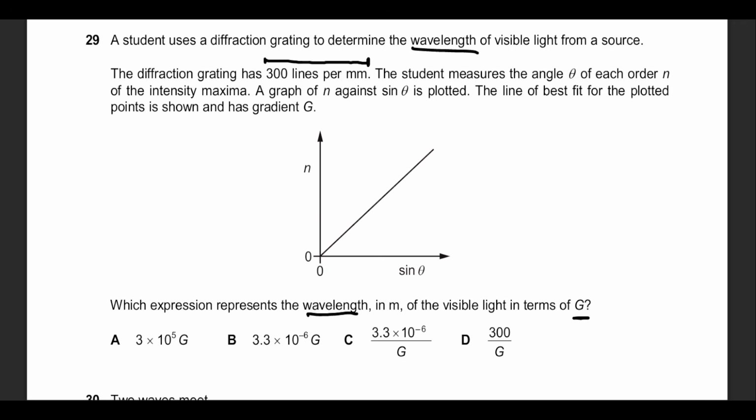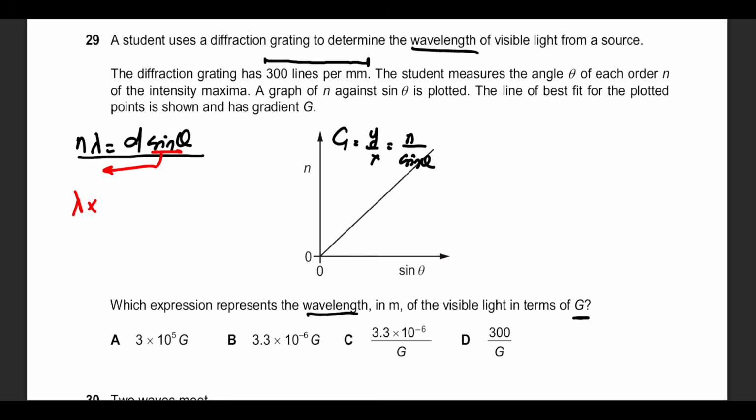So the formula that we're going to start with is n lambda equals d sine theta. Now let's rearrange this equation based on what's given in the question. If I were to find out the gradient of this graph, this should be y divided by x, and that is n divided by sine of theta. Can I do something with this equation in which I can manipulate it into that form? And yes, I can do that. So if I bring sine theta to the other side, this becomes lambda multiplied by n divided by sine theta, which he's referring to as the gradient g.